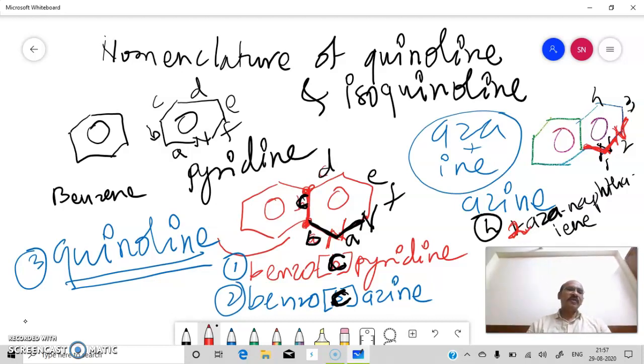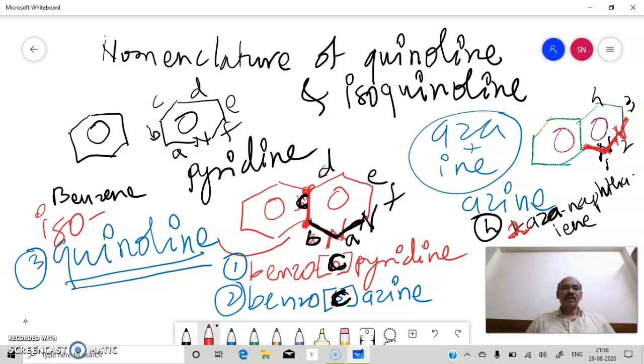2-azanaphthalene. So therefore, with respect to quinoline, only the position of nitrogen is different here. It is at position 2, so its name is isoquinoline. So what are the four names for this molecule? It is benzo-C-pyridine, it is benzo-C-azine, it is also called 2-azanaphthalene, and it is also called isoquinoline.